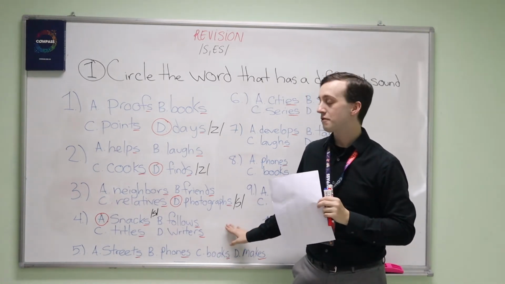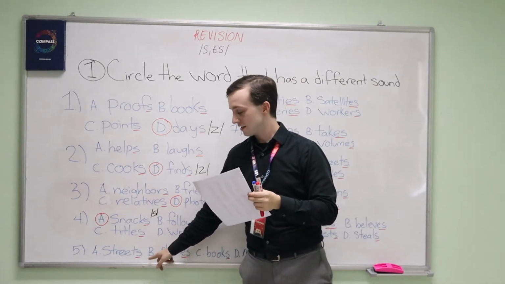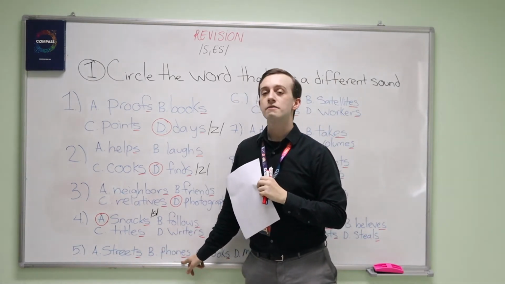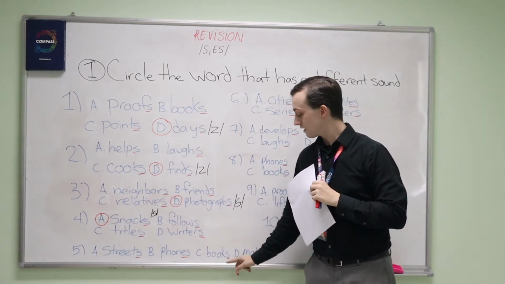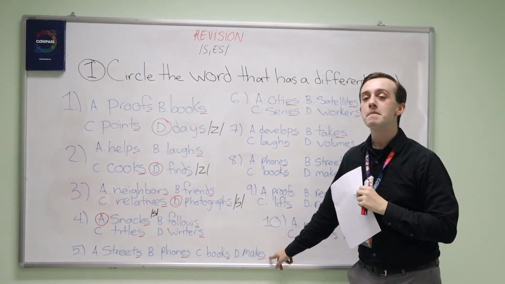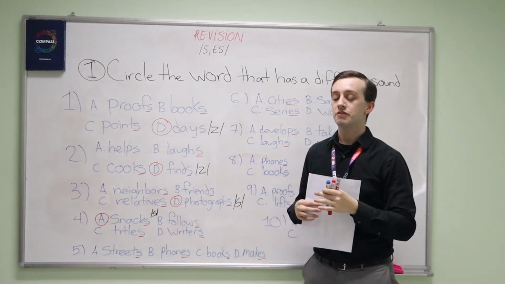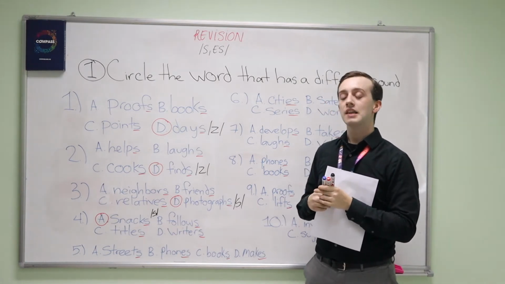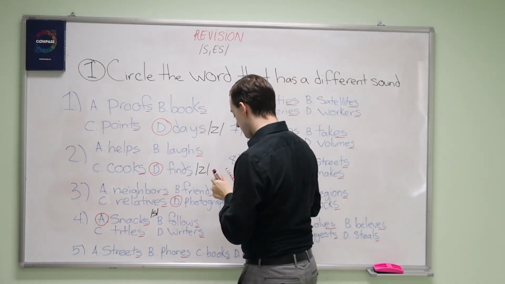Okay, let's do number 5. A is streets. B, phones. C, books. And D, makes. The different sound word is letter B. Let's circle B.